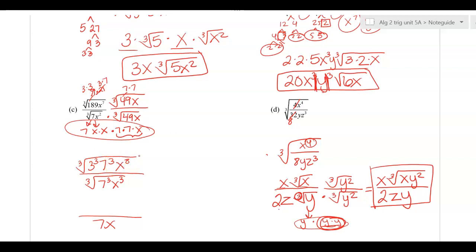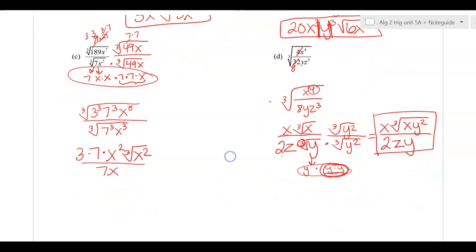And so when I simplify this cube root, I have a 3 times 7, and then x to the 8th means there would be 2 sets of perfect cubes. That would be x to the 6th with 2 x's left over. And now this simplifies a little bit. 1 x can cancel one of these. A factor of 7 can cancel. So I have 3x times the cube root of x squared. And there's no denominator, which meant I probably could have simplified at the beginning, but either way works.